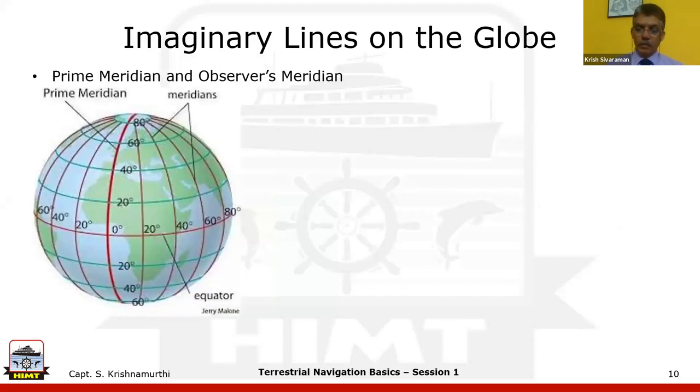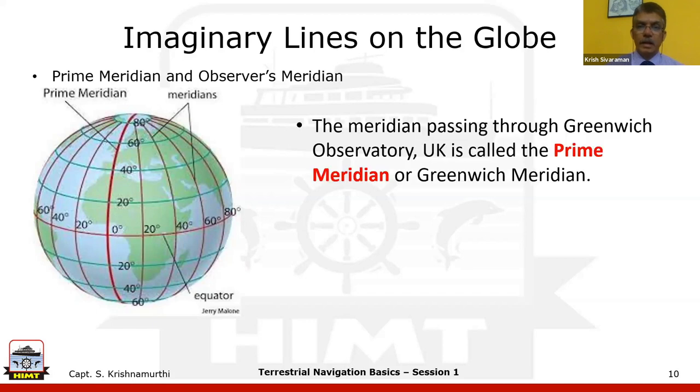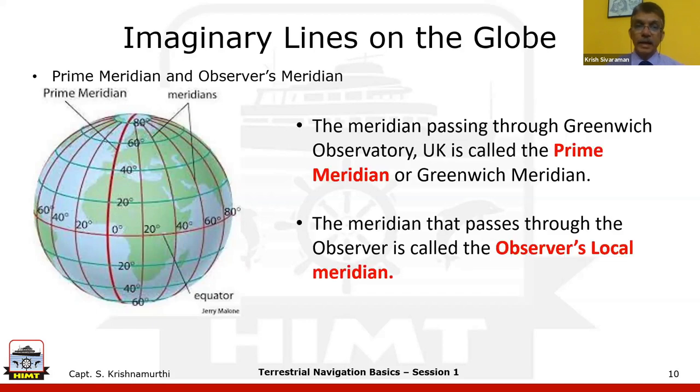Now, while we refer to the equator as one of the datums, that is a reference line, similarly meridians have a reference line or a datum called the prime meridian, and all of us know this is the Greenwich meridian passing through the Greenwich Observatory in UK. And the meridian that passes through wherever you are, or wherever your ship is, is called the local meridian or observer's meridian.